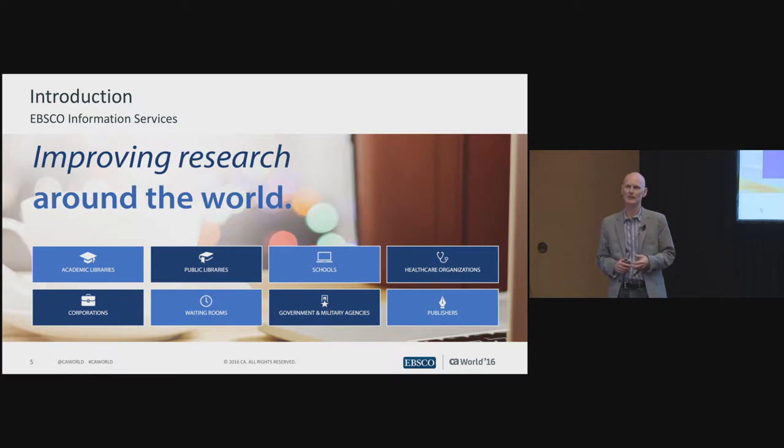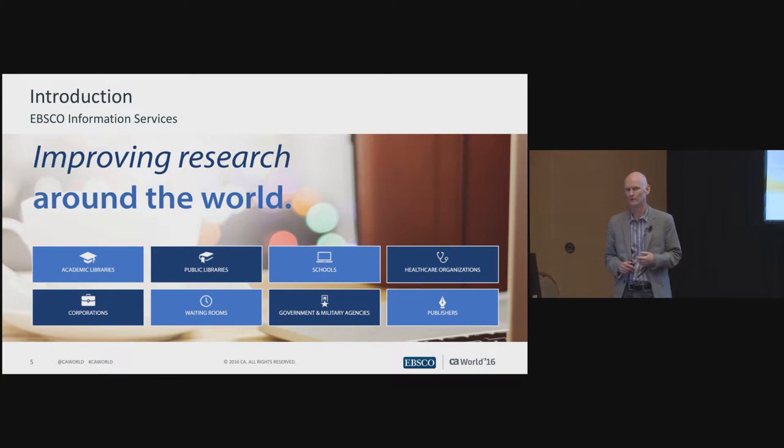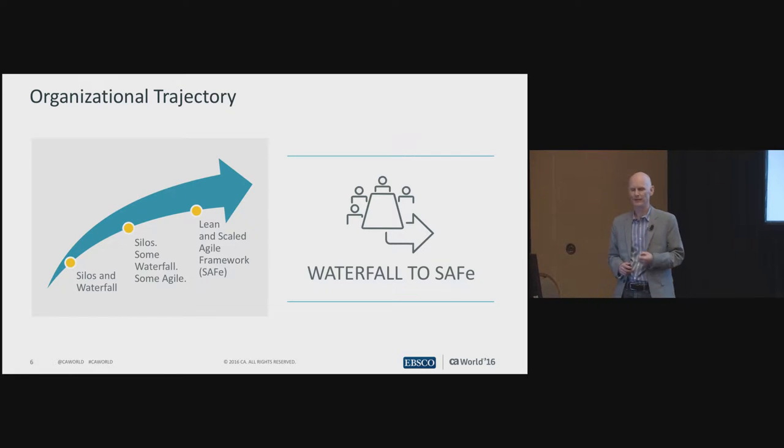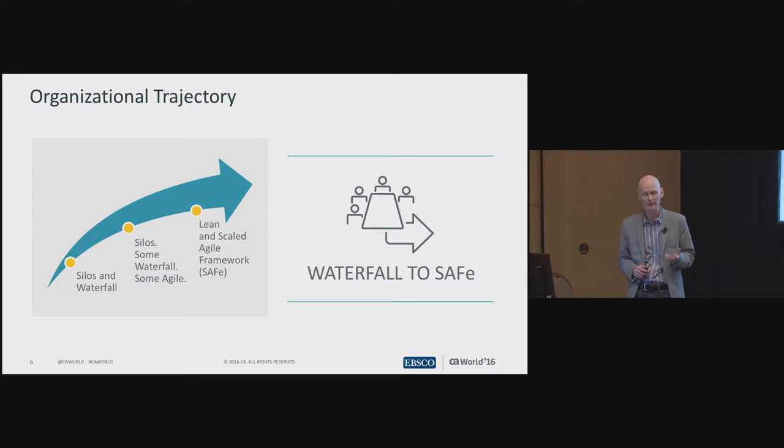EBSCO Information Services is a division of EBSCO Industries that provides access to databases, journals, ebooks, and magazines, as well as a versatile discovery tool to search all the library's resources. And like many companies that have been around for a while, their development organization was once characterized by silos doing principally waterfall-style development. Then that was followed by a period of increasing adoption of agile practices at the team level. But today, as an organization, we've embraced lean principles and are actively adopting Scaled Agile Framework 4.0 to leverage the benefits of active value stream refinement and adoption of agile methodologies across our development organization.